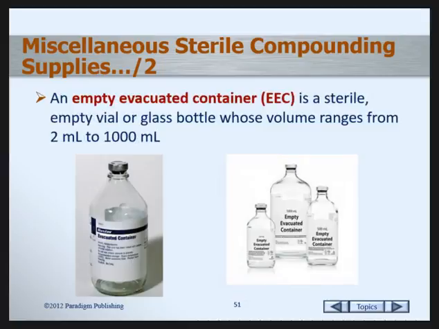An empty evacuated container is also known as an EEC. It is a sterile empty vial or a glass bottle that can range in size from 2 milliliters to 100 milliliters. And we use these for different things. A large evac container can be used to compound a TPN, where a small evac container could be used to make special dilutions for pediatric medications or other types of making batched products.